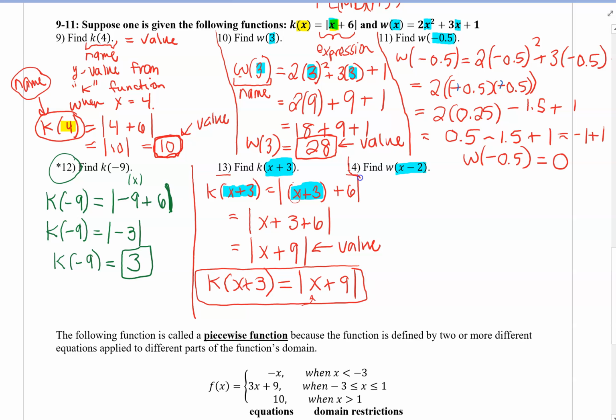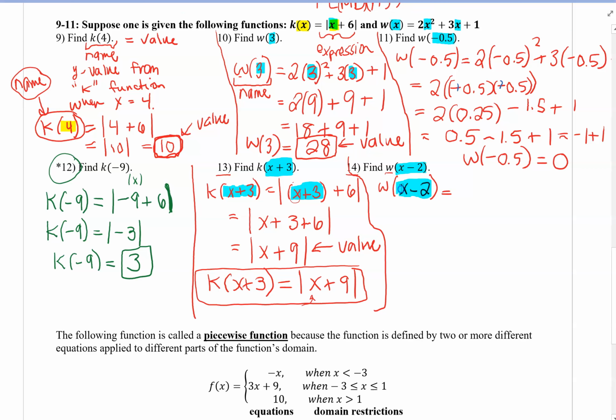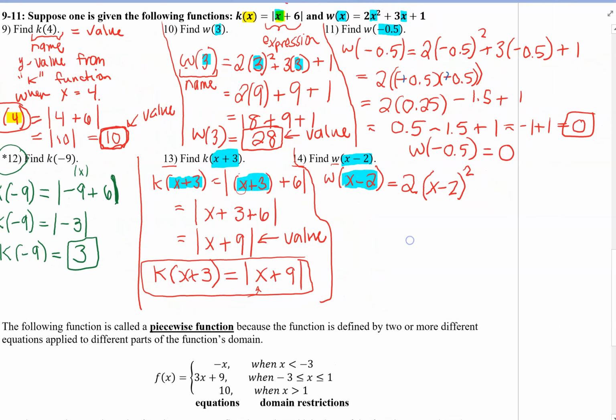Okay, so let's go ahead and do number 14 as well. You can see I have another binomial, x minus 2, and now the name of this function is w, so this is going to go into this function here. I like to start by writing out the name to help me keep track of everything, and I'm just going to highlight it here for emphasis, to make sure we don't get lost. So I have 2 times this entire binomial squared plus 3 times that entire binomial plus 1.